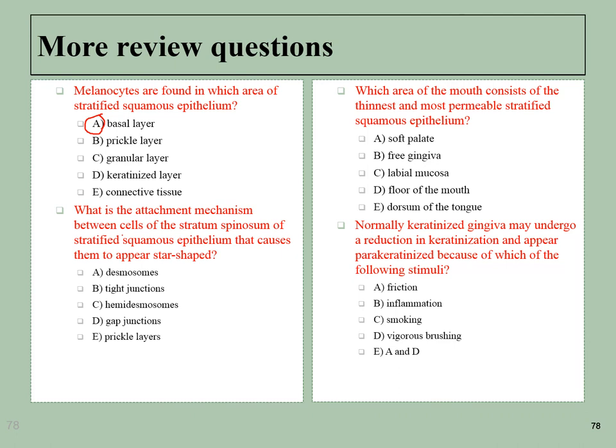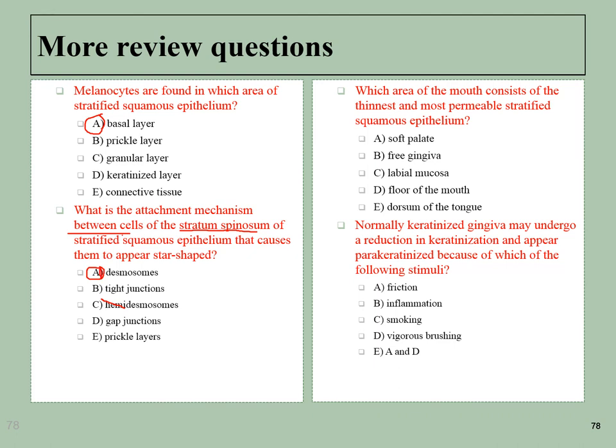Next, what attachment mechanism is found between the cells of the stratum spinosum that causes them to appear to be star-shaped? Now, this is a question about the skin, and again, you might jump down the rabbit hole and start thinking about what is this stratum spinosum, but in reality, you can ignore the stratum spinosum. We just need what attachment is found between cells in an epithelium. It's not hemidesmosomes. It is the desmosomes that are the biggest and strongest ones that might contribute to their shape.